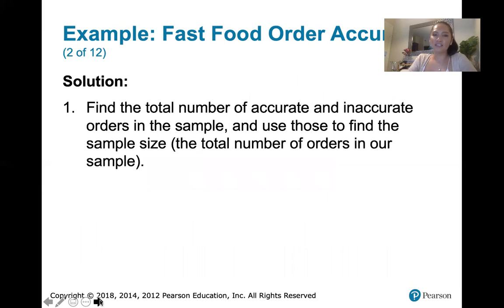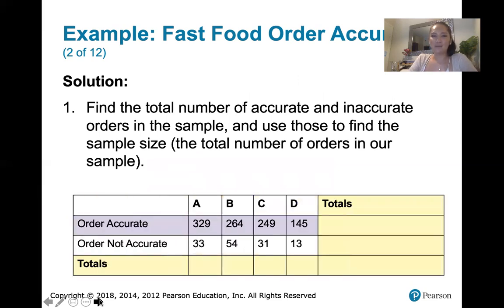Okay, first we need to find the total number of accurate and inaccurate orders in the sample and use those to find the sample size as well. So we're going to create a table like this. I am going to fill in this column on the right, and I'll do that on my paper. I'll share my screen with you.